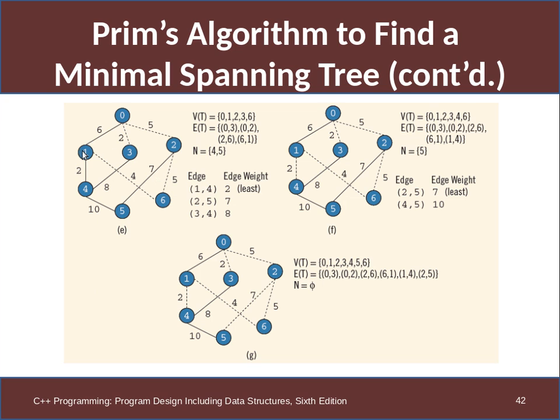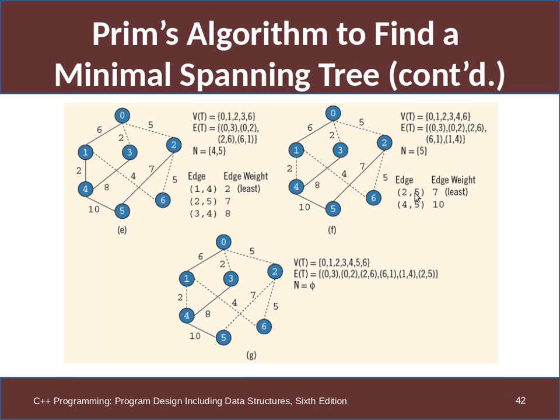So of the ones we can visit, there's 1 to 4, there's 2 to 5 because we haven't been to 5, and there's 3 to 4 because we haven't been to 4 or 5. 1 to 4 is the least, 2, so we're going to select that one. So we select the, what was it, 4? 4. We add that edge.